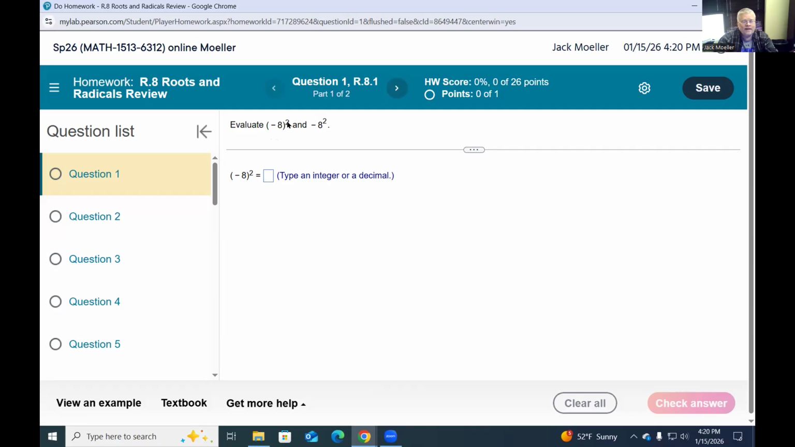So again, anytime you're dealing with exponents, parentheses matter. The way I remember it is if you have parentheses, you have the same number of negatives as the exponent. So like if this was (-8) in parentheses to the 5th power, you'd have 5 negatives. If you don't have parentheses, you only have one negative.